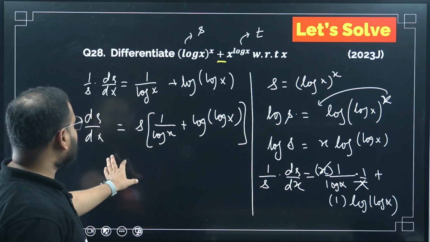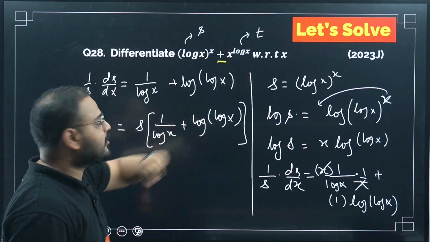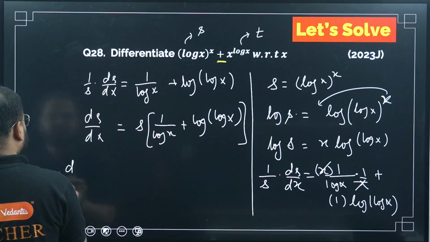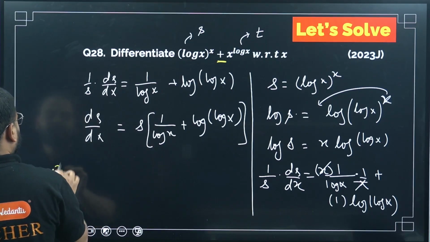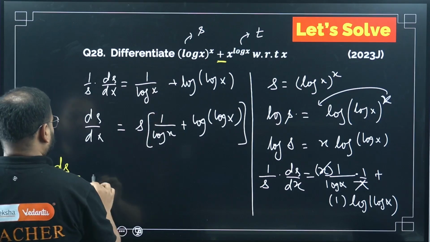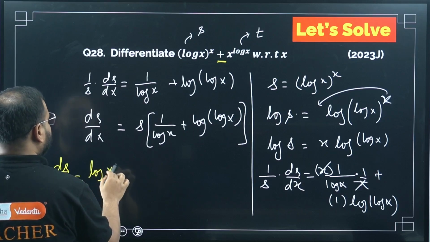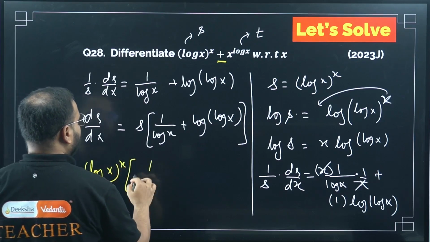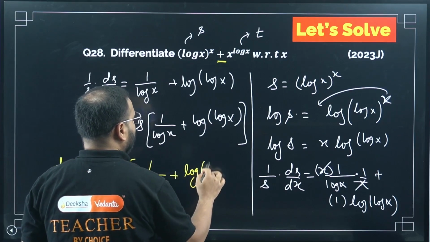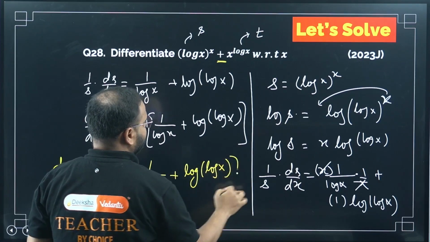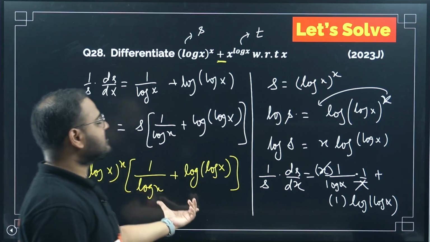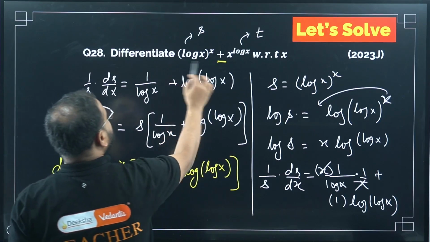This is my first one. Same thing I'll do for t also. So let me just put the value of x back here. So I'll get my final answer. For the first part, I get ds by dx equals to, what is s value? Log of x to the power x multiplied with 1 upon log of x plus log of x. Too many logs. What can I do? That's how the question is. Okay. So log of x to the power x, this expression is there. This is only for differentiation of the first part.